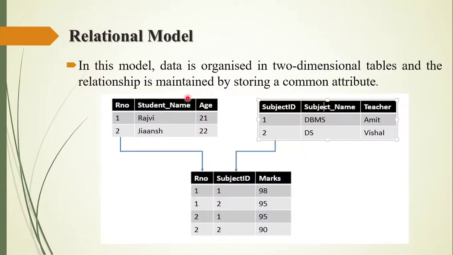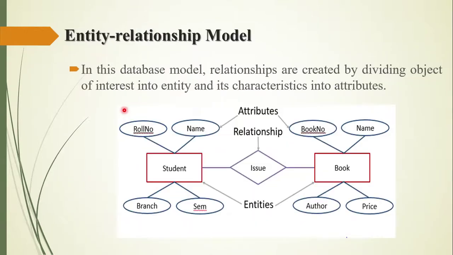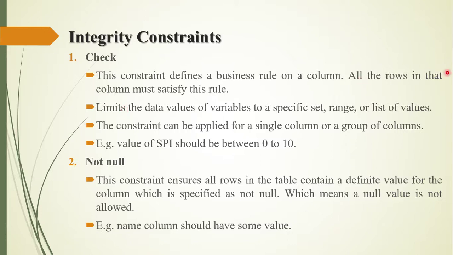Mean, suppose I apply this constraint on column number 1, roll number, okay, then all the rows, that is row number 1 and row number 2 must satisfy the constraint, okay. So this is the concept. All the rows in that column must satisfy this rule. So suppose I have 15 rows in the column, then 15 rows must satisfy these rules. Limit the data value of variables to a specific set, range or list of values. The constraint can be applied for a single column or a group of columns.